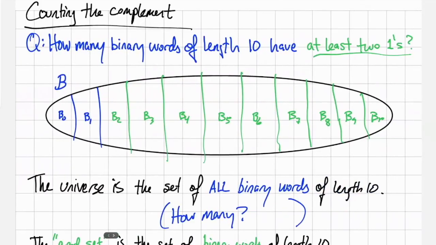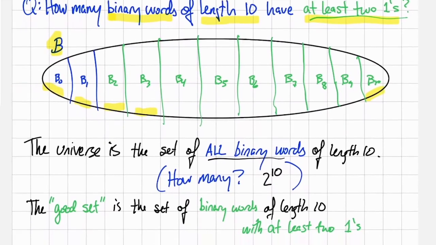Let's do another example. This picture should look familiar. The question is, how many binary words of length 10 have at least 2 ones? We drew this picture before. The set of all binary words can be broken down into words that have 0 ones, 1 one, 2 ones, 3 ones, etc. up to 10 ones. The universe is the set of all binary words of length 10. How many of those are there? There are 2 choices for each character, and there are 10 characters needed. So there are 2 to the 10 binary words of length 10, and now we're going to apply counting the complement.